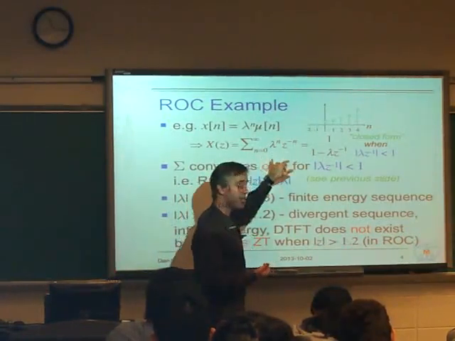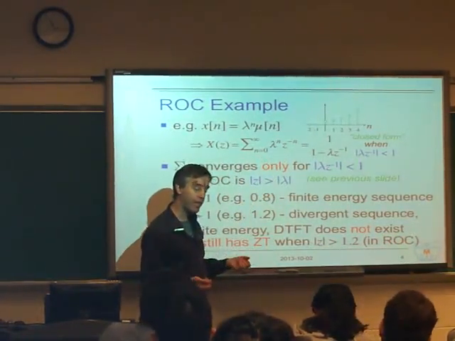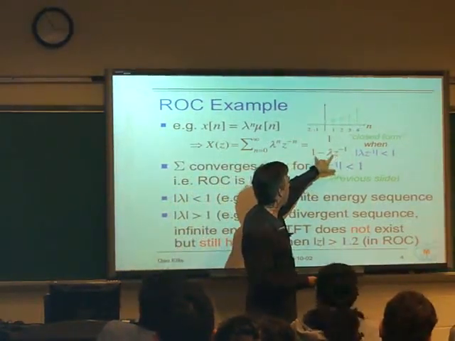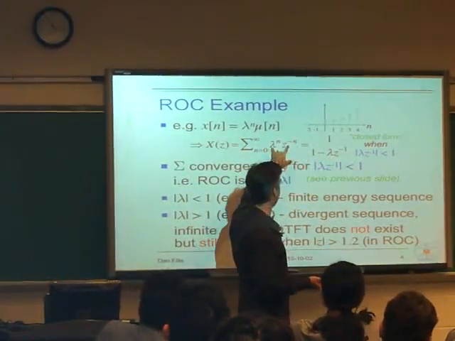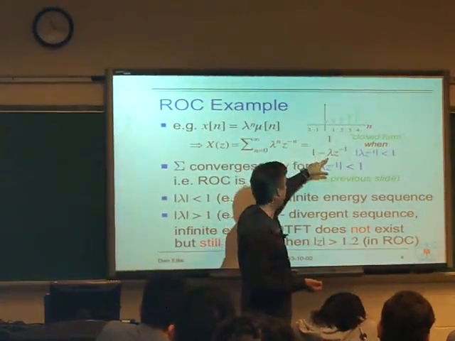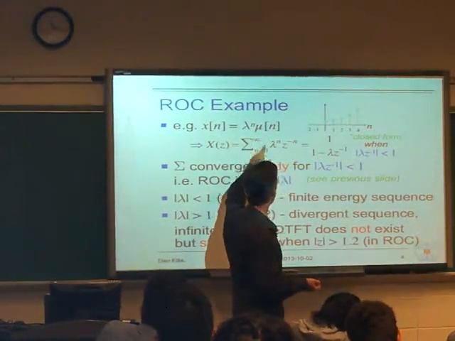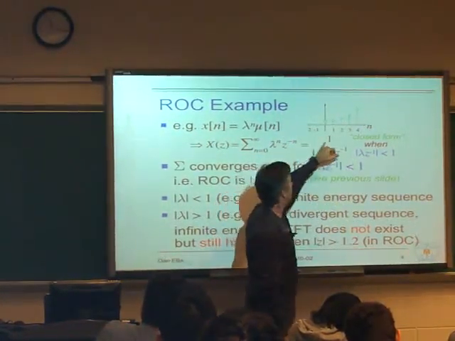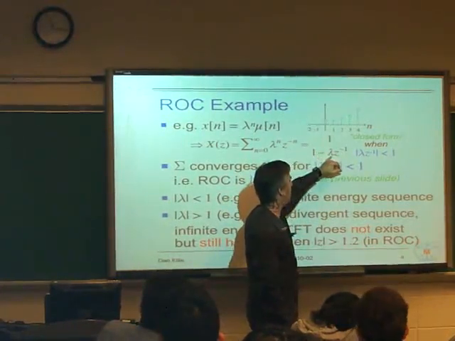And then we recognize this as an infinite geometric sum. And we know there's a closed form for this: if this is the sum of alpha to the n, n equals 0 to infinity, then it's 1 over 1 minus alpha. Here it's the sum for n equals 0 to infinity of (lambda z to the minus 1) to the n. So the closed form expression is 1 over 1 minus lambda z to the minus 1.